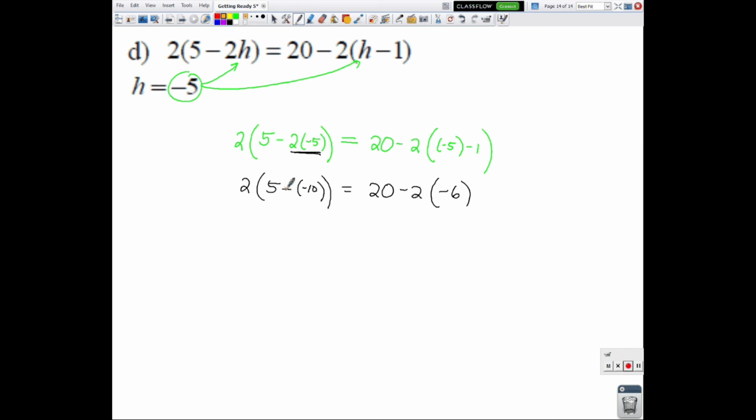5 minus -10, the two negatives become addition, so we have 2 times 5 plus 10, which is 15, equals, now over here, 20. I'm going to treat this negative as the sign with the 2. This is -2 times -6, giving me positive 12. So on the left-hand side, 2 times 15 is 30. On the right-hand side, 20 plus 12 is 32. Since 30 does not equal 32, -5 is not a solution.